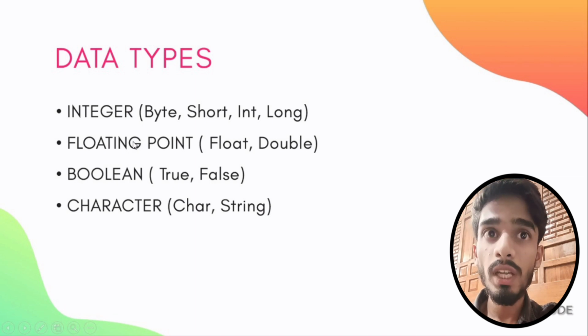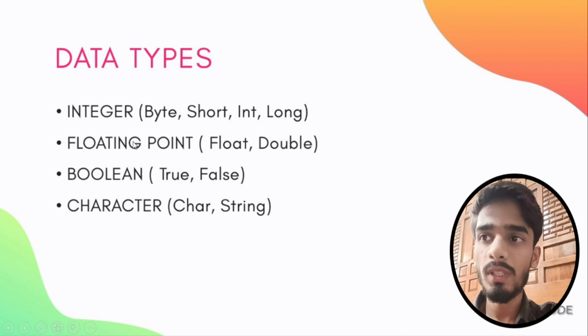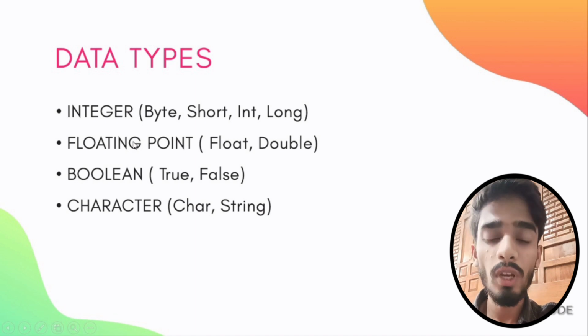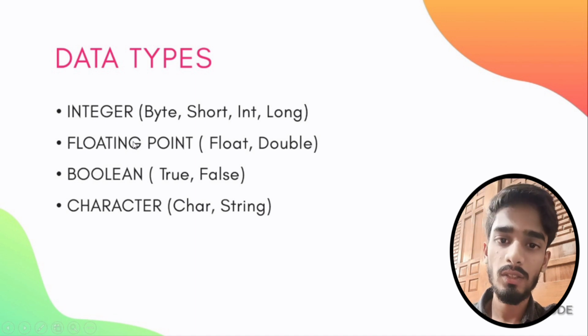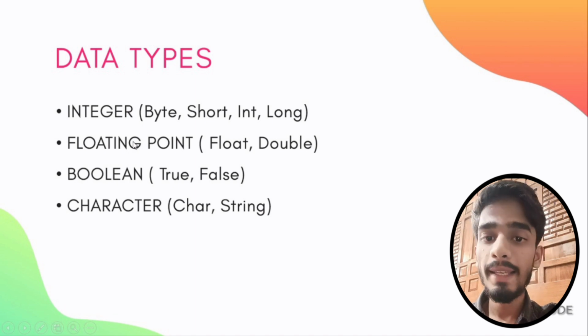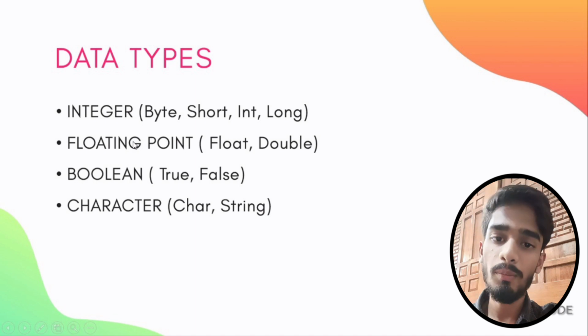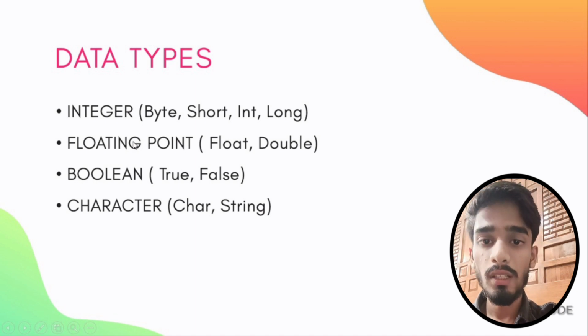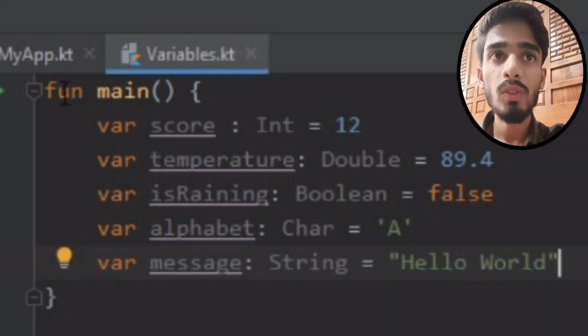What are boolean? Boolean are true or false. If we say, do you like football, we say yes or no. So true or false. And the next thing is character. Characters are like A, B, C. These are all characters. Raju is a string. So this is how we define data types in Kotlin.